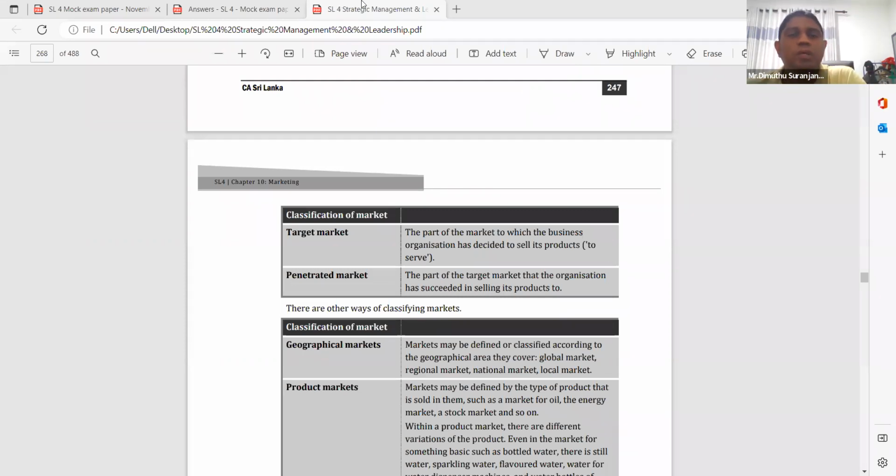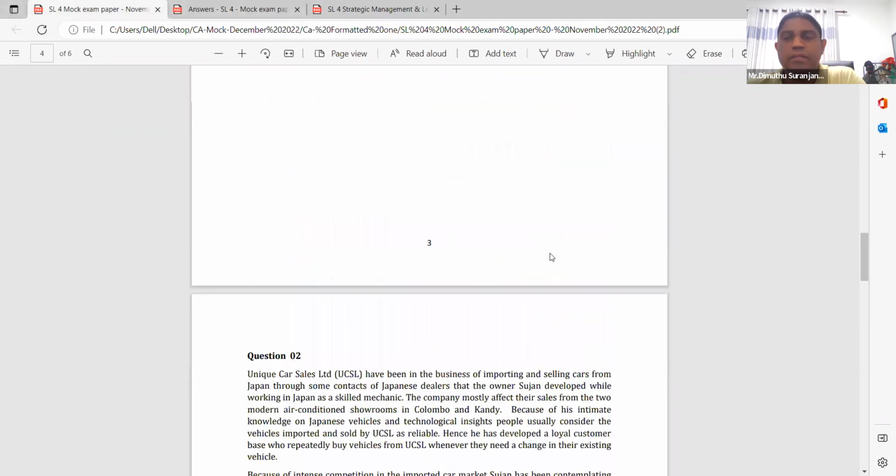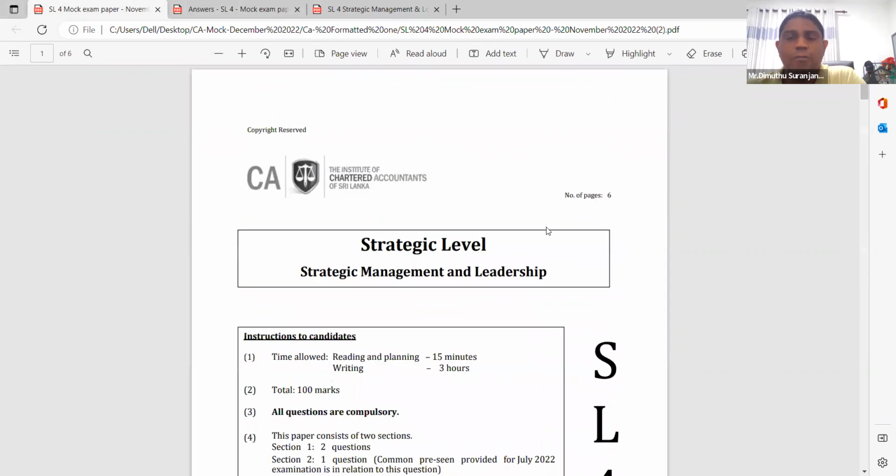First of all, we'll look at the paper. After that, we'll have the discussion on the answers. If you look at the paper, you are aware of the paper structure.